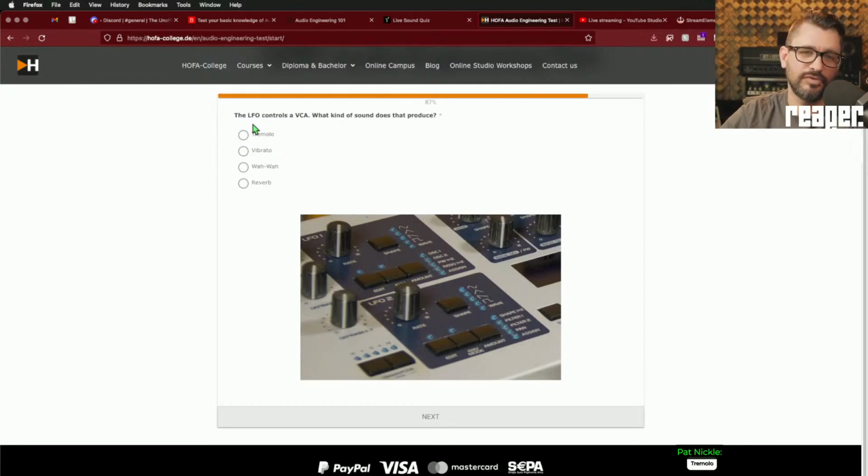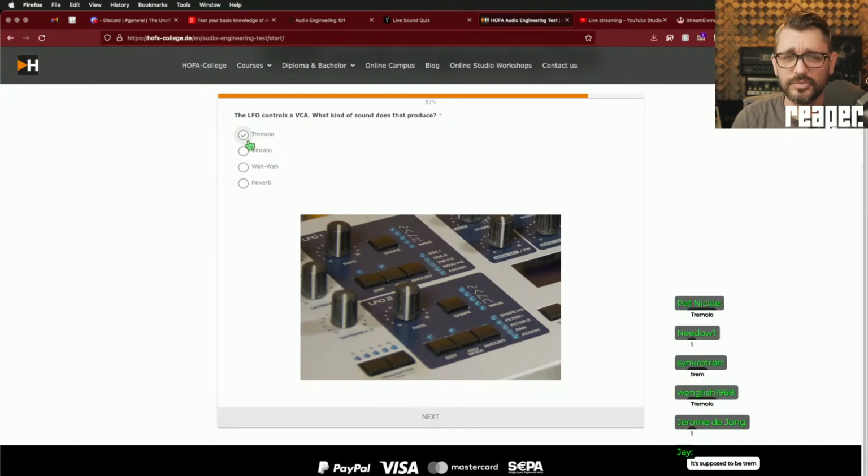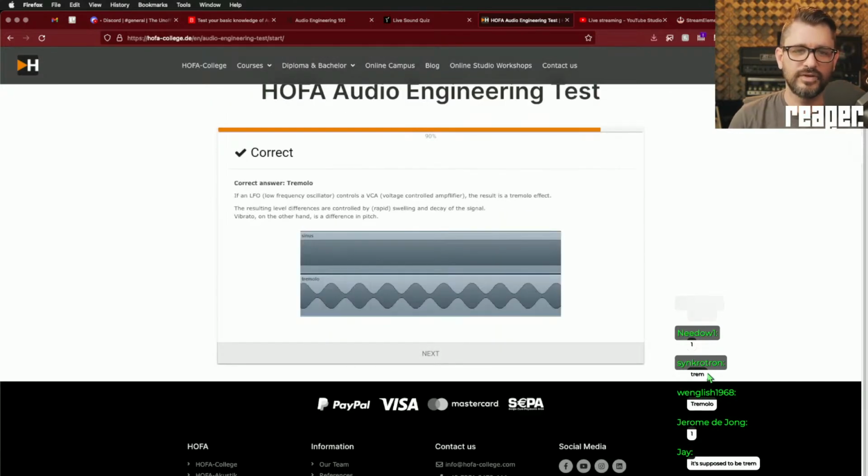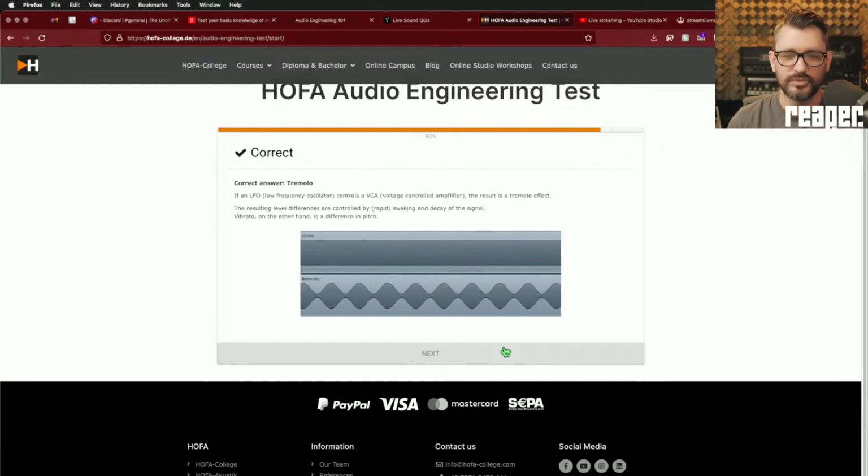If we are changing amplification with an LFO, the effect is tremolo. Tremolo is an amplitude modulation, and vibrato is a pitch modulation. The resulting level differences are controlled by rapid swelling and decaying of the signal. Vibrato, on the other hand, is difference in pitch. Vibrato is what's on a guitar. It bends the strings up and down, tightening them or loosening them, changes in pitch, where tremolo is volume control.